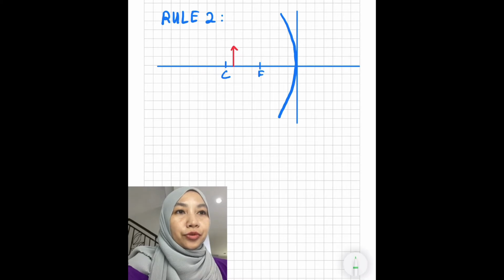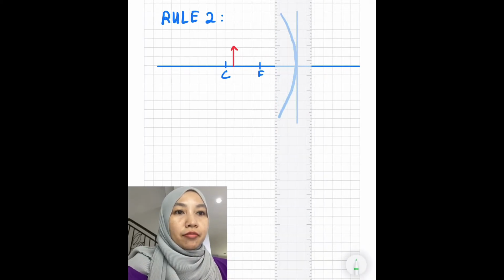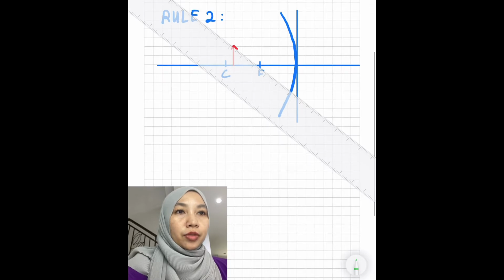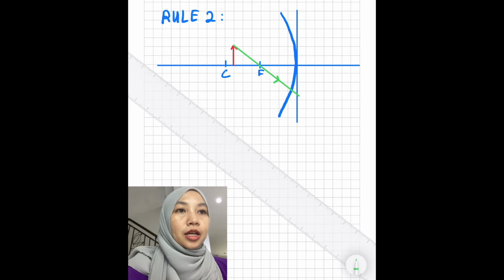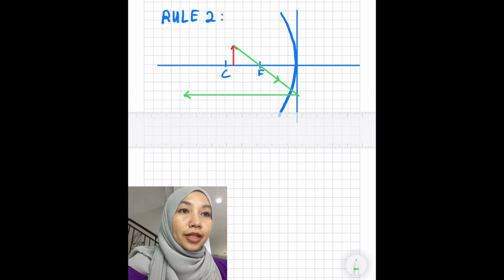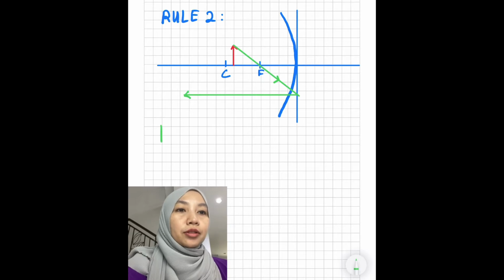For rule number 2, I use the same diagram as before. For rule number 2, when we have an incident ray from the object which is passing through F, this ray will be reflected out from the mirror parallel to the principal axis. Okay, so this is rule number 2.